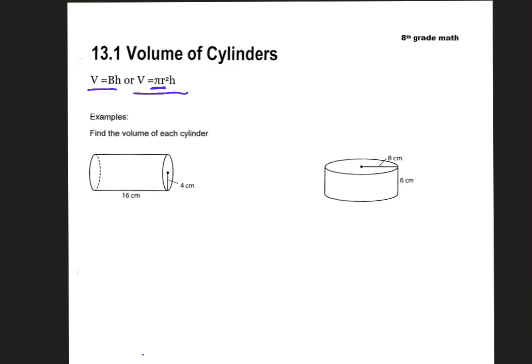So we're going to find the volume of each cylinder. Volume is going to equal pi r squared times your height. We have our radius and we have our height already given to us. So I'm going to say pi, my radius is 4 squared, and my height is 16.